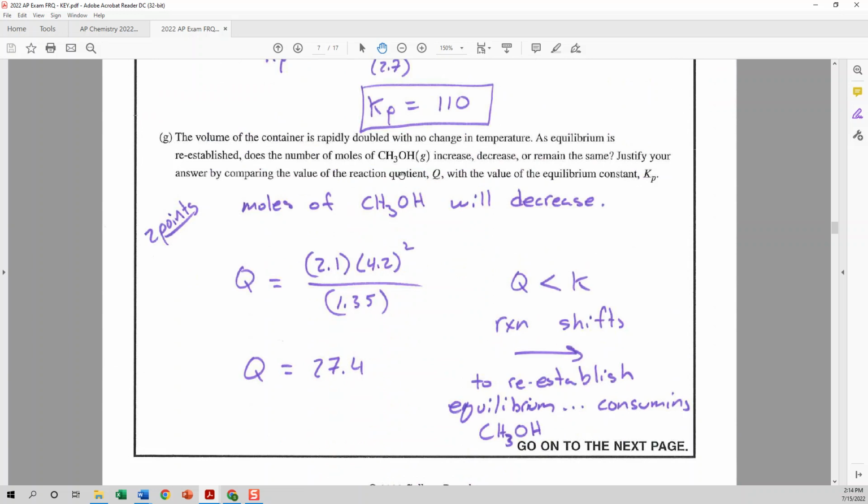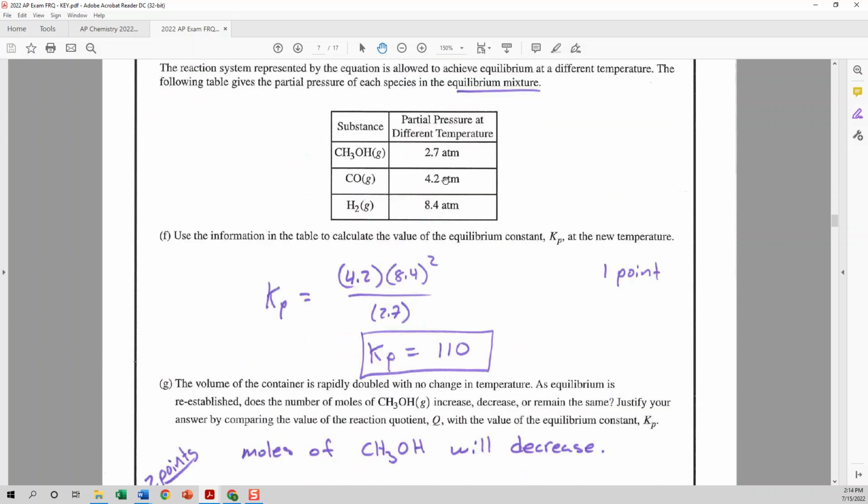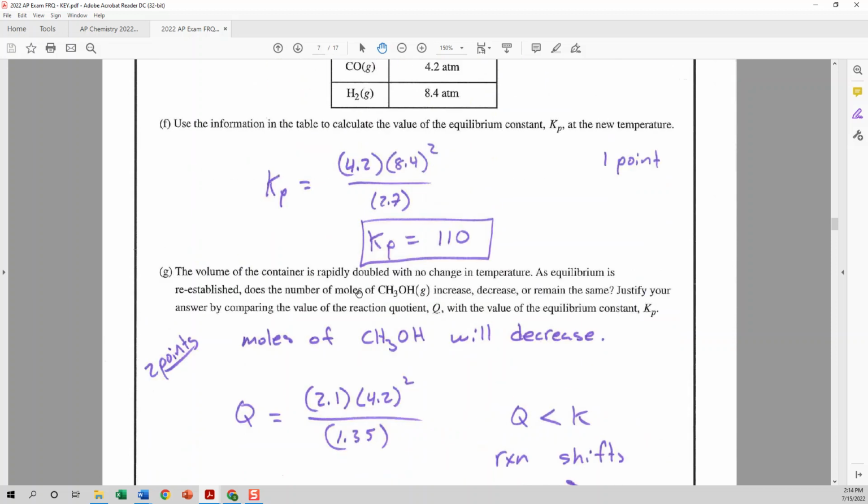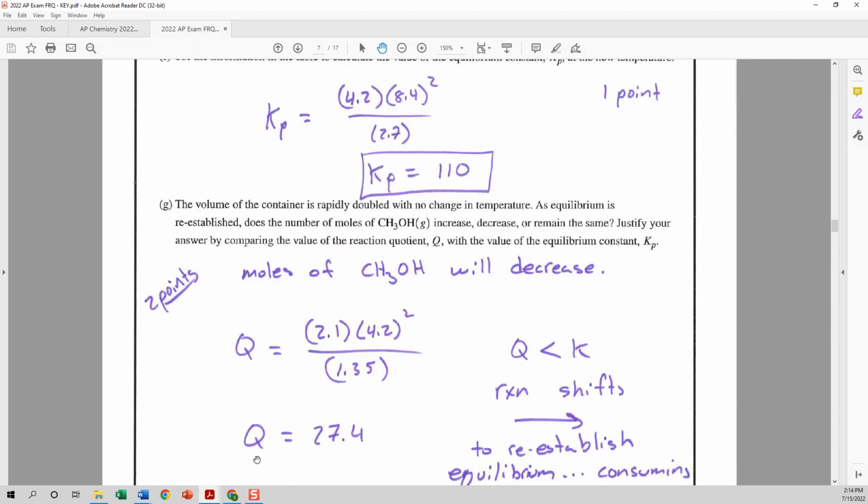So remember, let's understand what we did here. We doubled the volume. That cuts all the pressures in half. So here are the pressures at equilibrium. If all of a sudden we double the volume, then this is going to be half, this is going to be half, and this is going to be half. So what we're going to do is plug those halved values into the same expression that we did up here, and we're going to get a value. So when I halve all of those values and plug them in, I get Q is equal to 27.4.